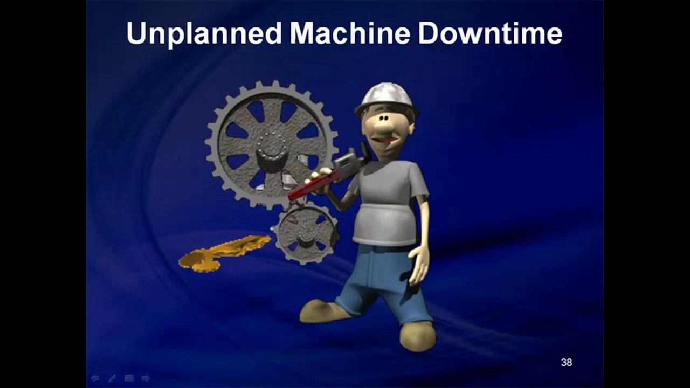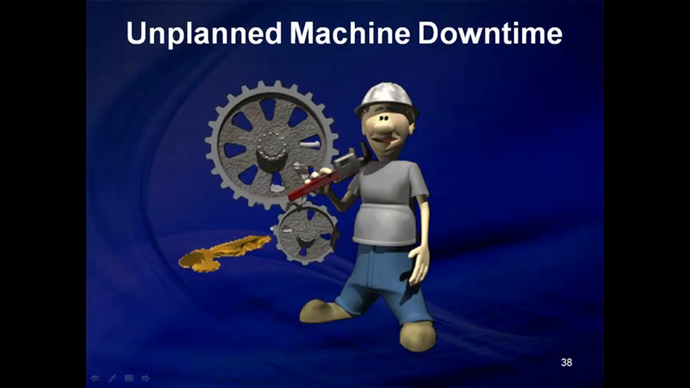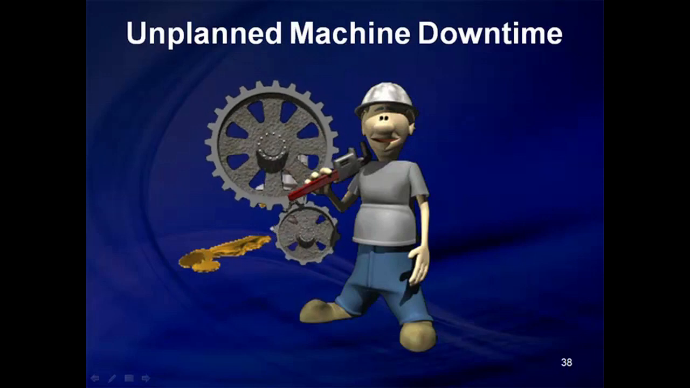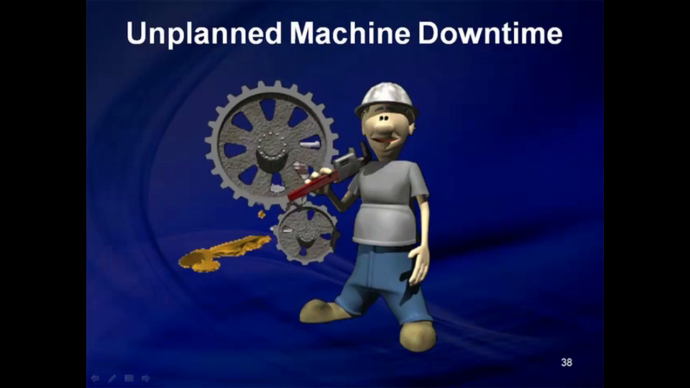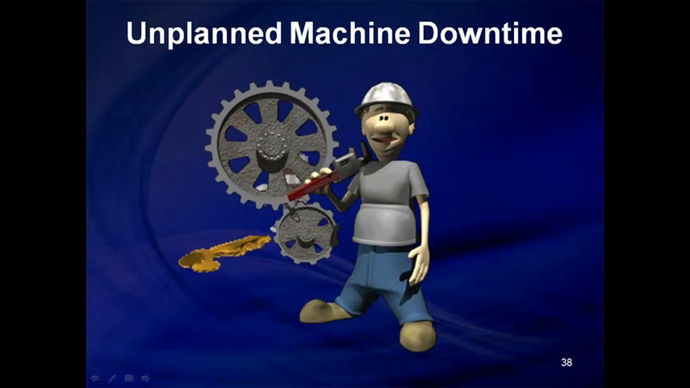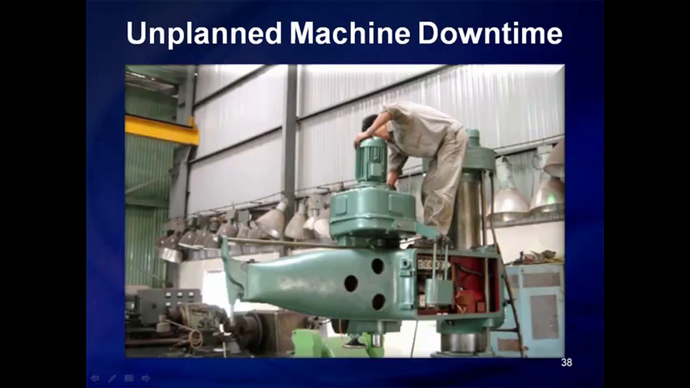Implementation of an autonomous maintenance program is also key to eliminating unplanned machine downtime. This is a program where the maintenance of the machine is performed by the machine operator rather than by the maintenance staff. Machines that are not well maintained will break down unpredictably. While machines are waiting for maintenance or repair, they are not producing product to meet customer demand.